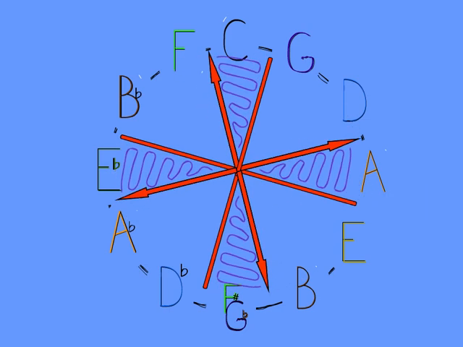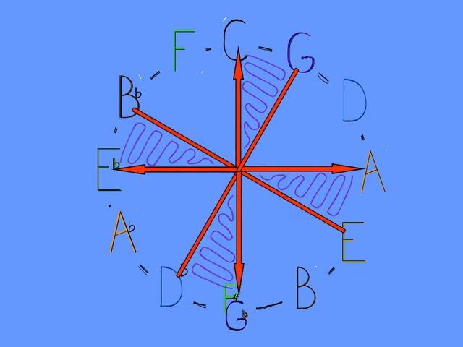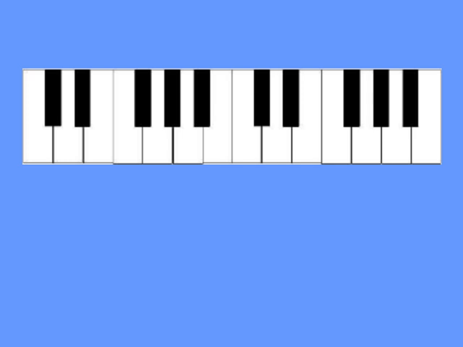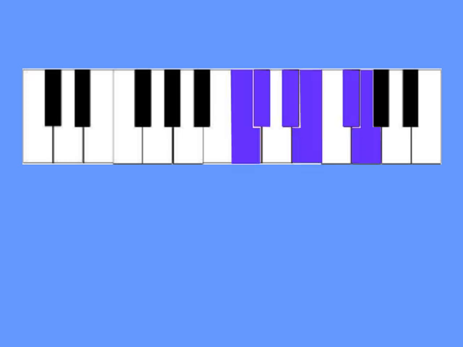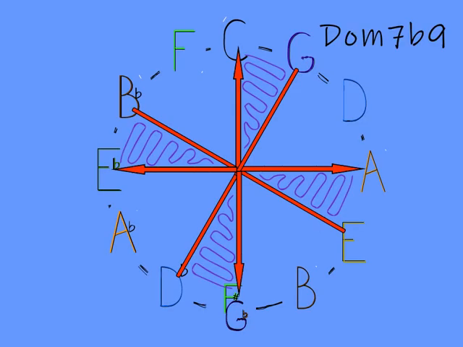If we start with the 1-5 pair C G, the complete pattern is C G, E flat, B flat, G flat, D flat, A and E. Chromatically, it would be C, D flat, E flat, E, G flat, G, A, B flat. This is a scale that's called the dominant 7 flat 9 scale.